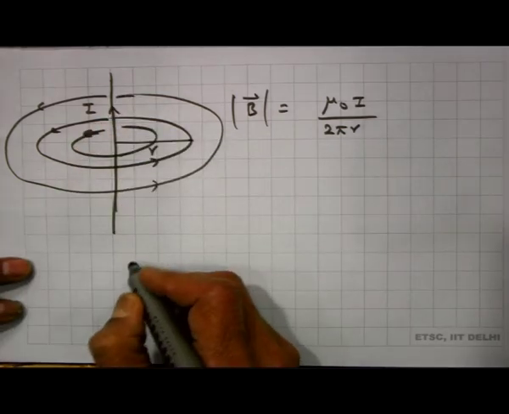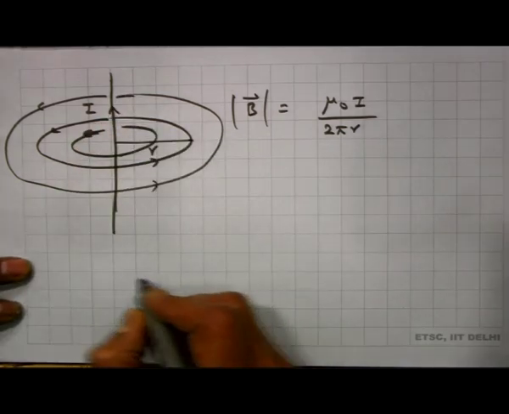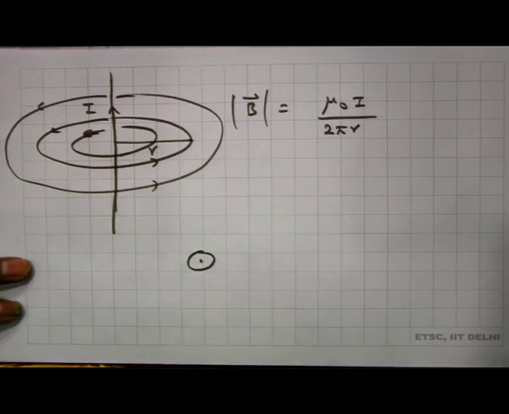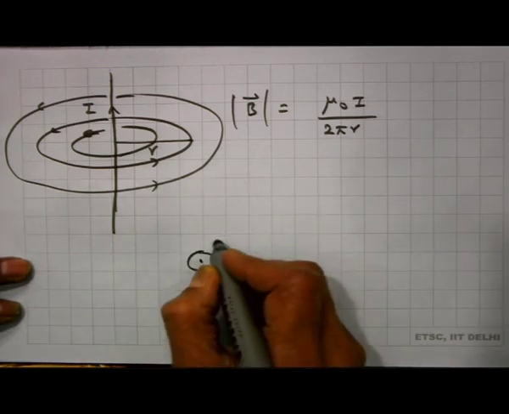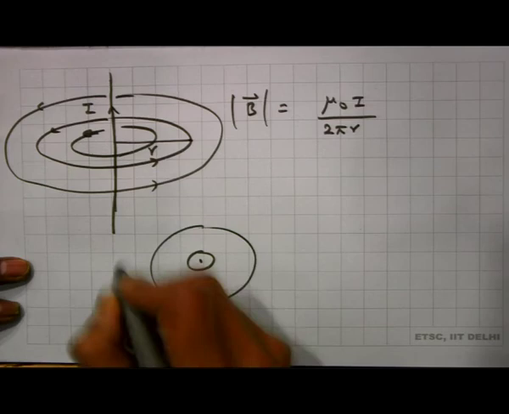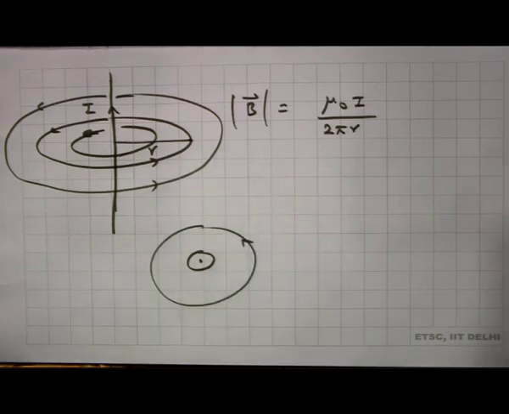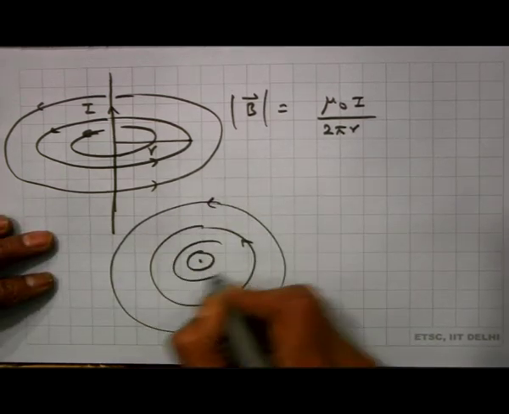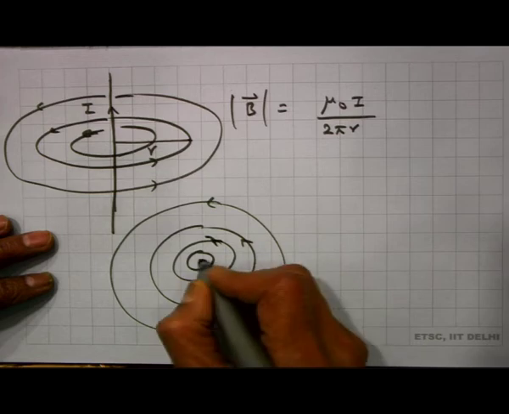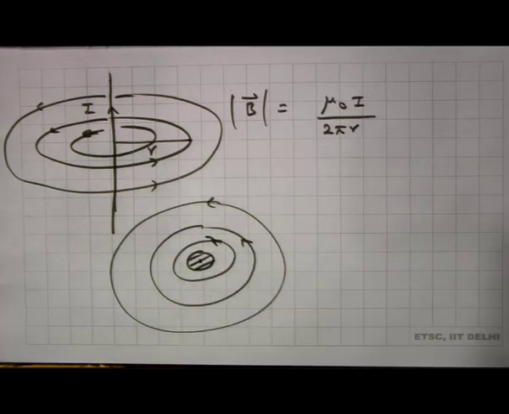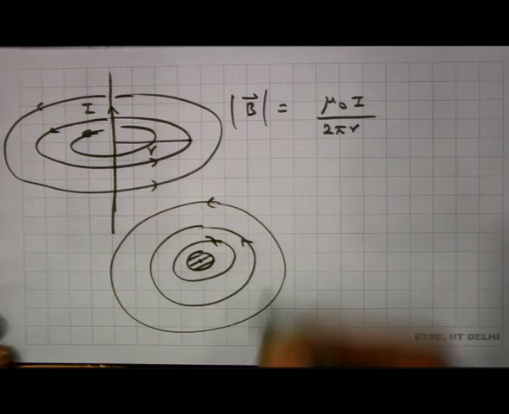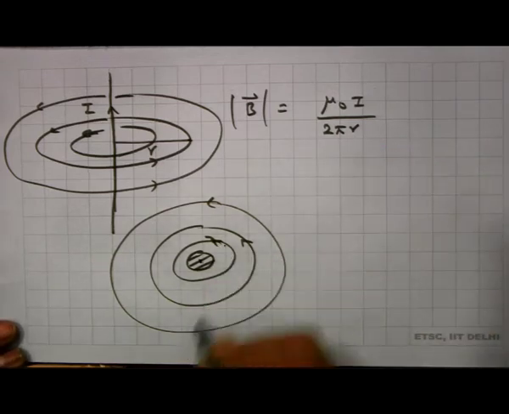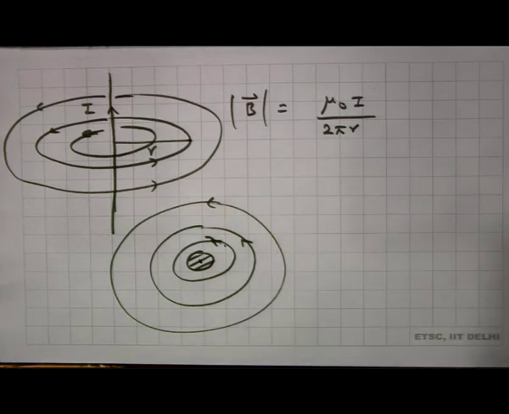So, if I look at the top view, if my current carrying conductor has current coming towards me, please remember current is coming towards me, I will have the magnetic field like this. That is my current carrying conductor. So, magnetic field lines are circular circles around this current carrying conductor, and the magnetic field depends only on this distance, and it goes down as 1 by r.